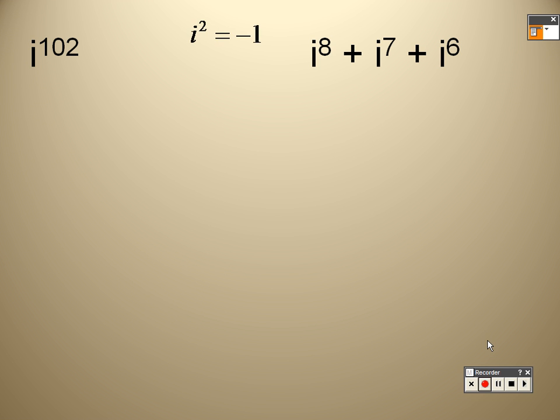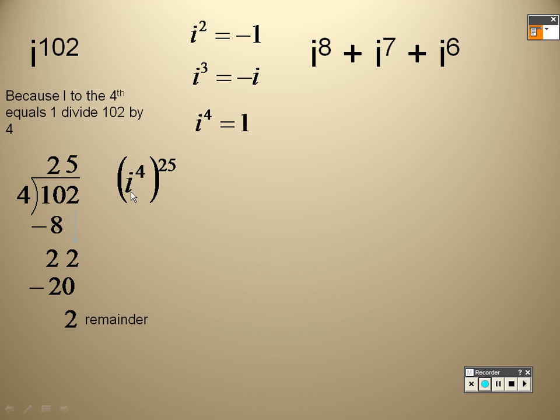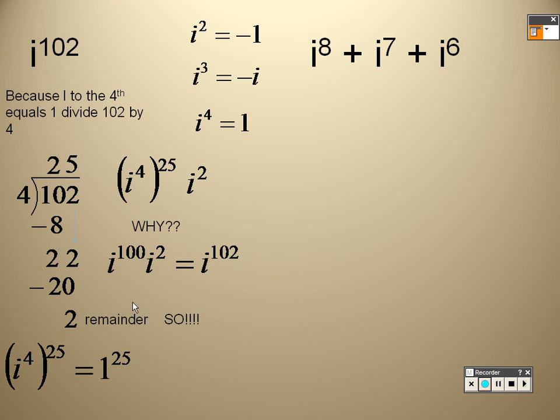i to the 102. Okay, remember i squared is -1, i cubed is -i, and i to the 4th is 1. So let's see, how many times can 4 go into 102? It goes in 2 times with 8 there, so it's 22. Bring down that 2, so goes in 5 times with 4 times 5 is 20, with 2 left over. So what that means is 4 times 25 is 100. So I can write this as i to the 4th to the 25th, which is 100, and I'll have 2 left over. Well, if i to the 4th is 1, so it's like saying, I have 100 plus 2, that's 102. So that's why I wrote it this way.